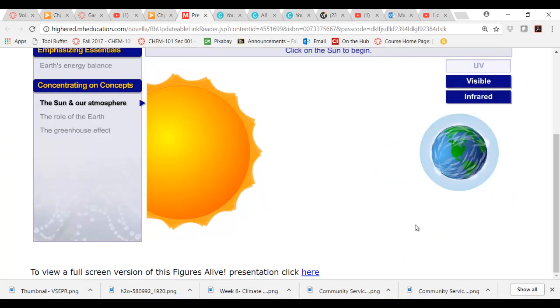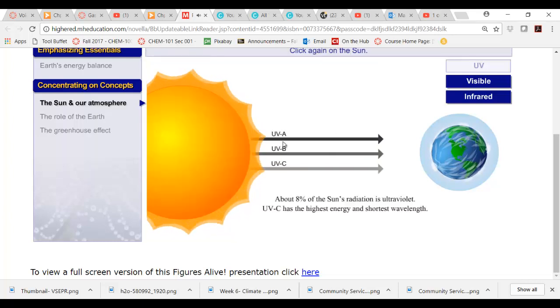All right, here's a nice cartoon of what happens. So here's the sun. It shines UVA, UVB, UVC light, and about 8% of the sun's radiation is ultraviolet. Remember, UVC were the dangerous UV rays, but pretty much 100% of it gets absorbed by the atmosphere, and about 95% of UVB rays get absorbed, and most of UVA actually hits the surface of the earth. Only 5% gets absorbed by our atmosphere.